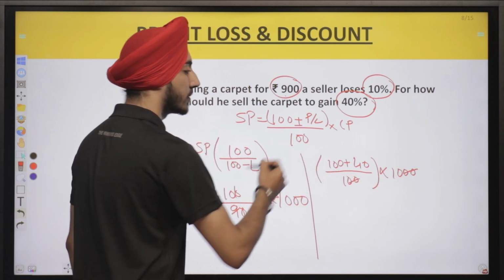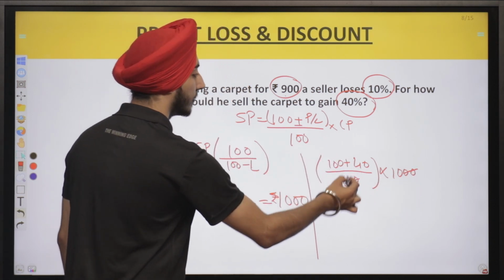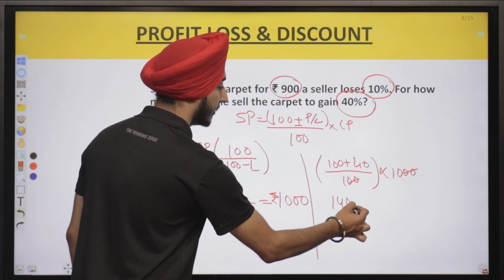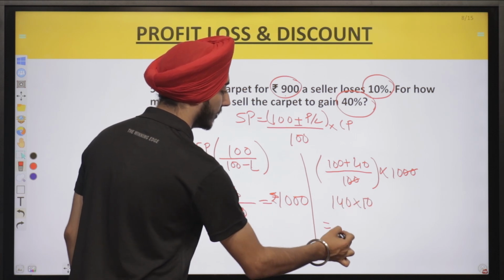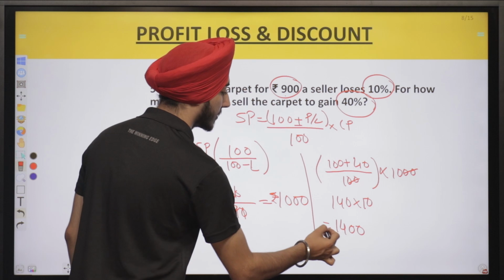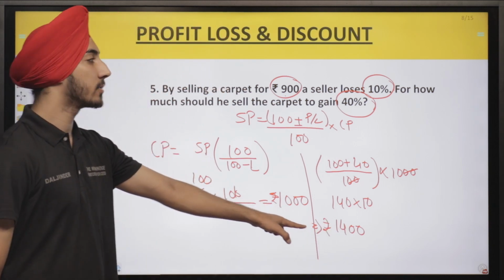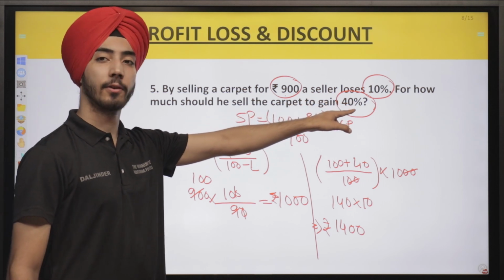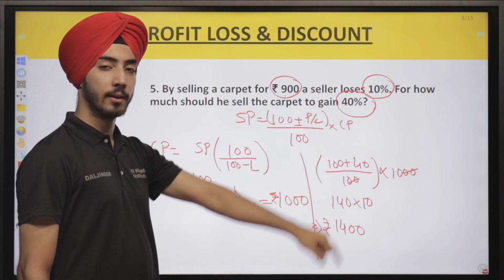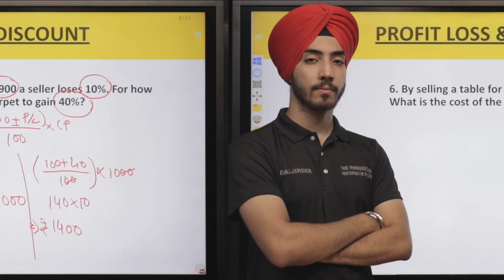2 zeros and 2 zeros will get cancelled. 100 plus 40 will give you 140, and 140 into 10 will give you 1400 rupees. So he should sell it for rupees 1400 to gain a profit of 40%. Okay, let's move on to the next question.